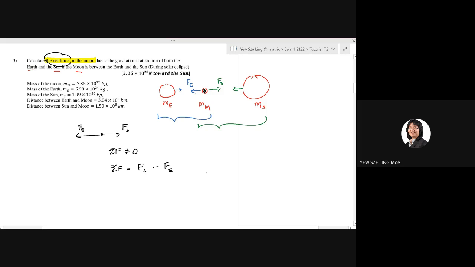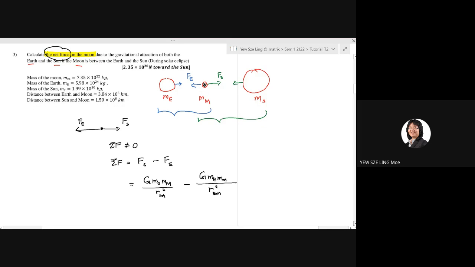What are you going to do next? You just expand the equations as usual. Fs is the force between the sun and the moon, therefore G Ms Mm over Rsm squared. And then minus Fe, which is the force between the Earth and the moon, so G Me Mm over Rem squared.